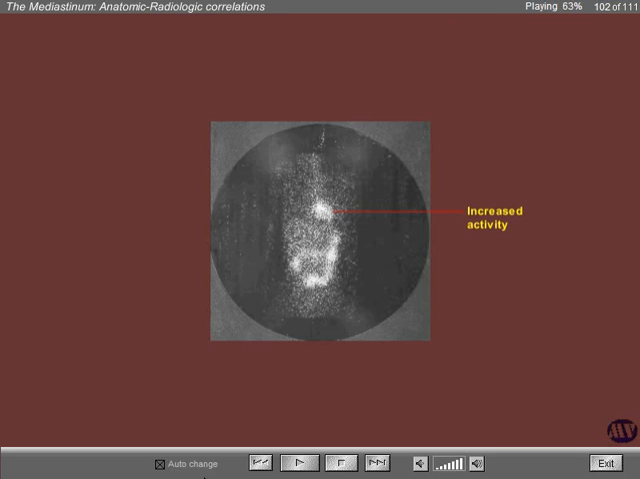So gallium can help in differentiating benign pericardial effusion such as transudates from inflammatory or infectious processes or even neoplasias that may involve the heart.